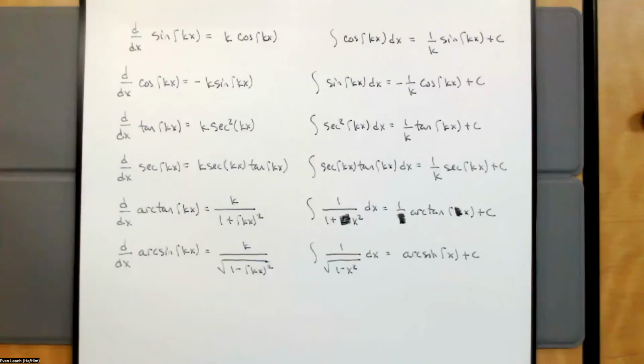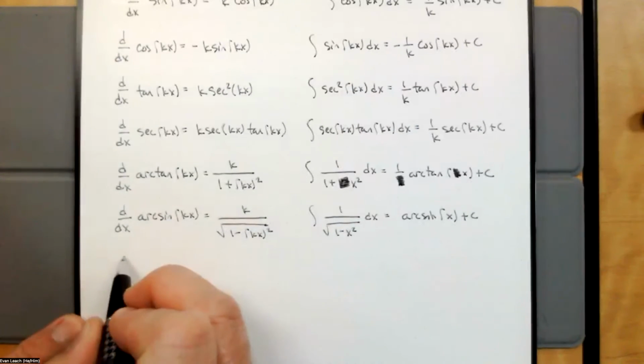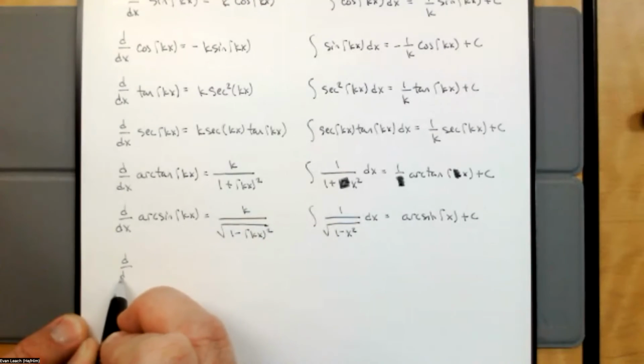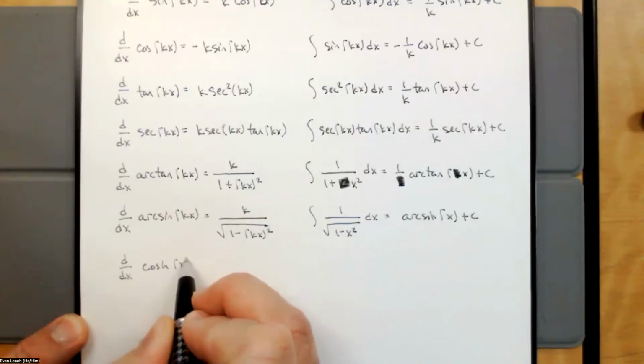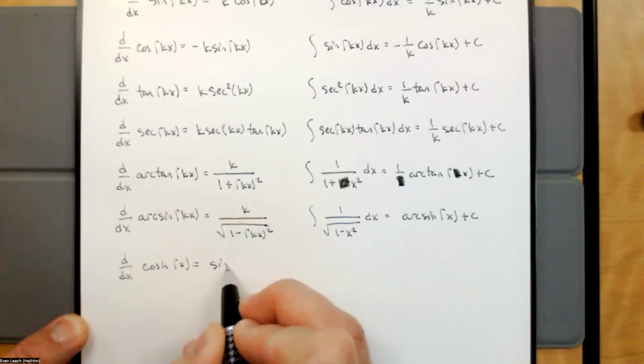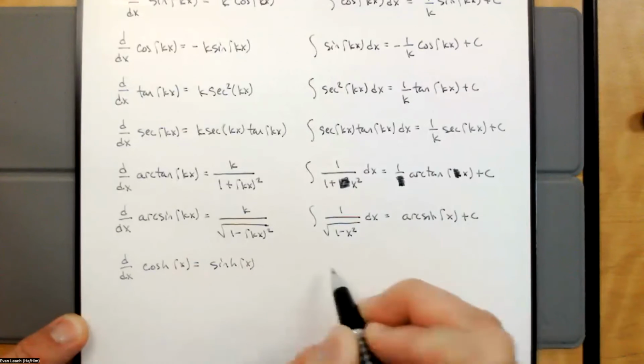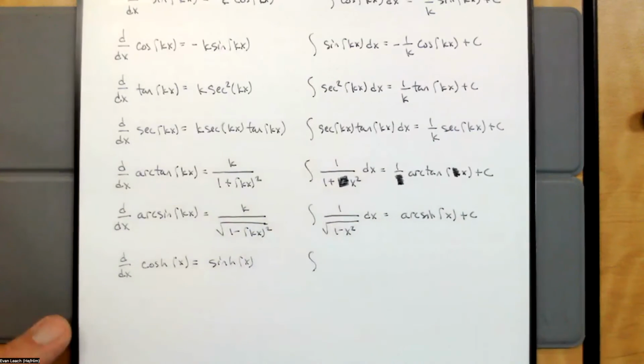Every time we learn a derivative now, we're also learning an antiderivative. So if I give you something new, like the derivative of hyperbolic cosine, even though you don't know what hyperbolic cosine is, if the derivative of hyperbolic cosine is equal to hyperbolic sine, then the integral of hyperbolic sine is hyperbolic cosine.